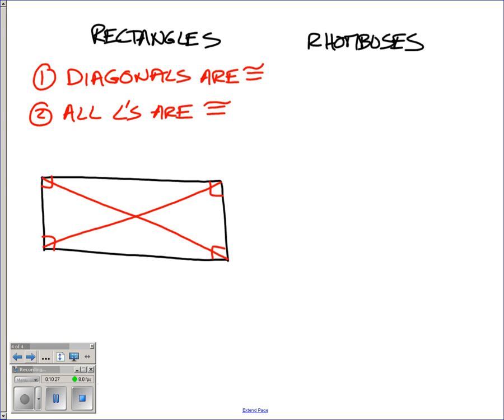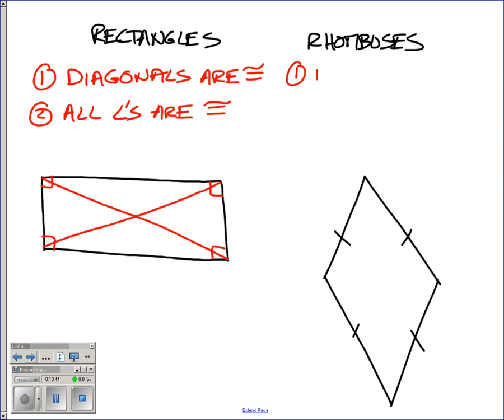Well, let's take a look at a rhombus. A rhombus, let's go ahead and draw one real quick. A rhombus is just a four-sided parallelogram with all of its sides congruent. Again, on this one we said it's an equilateral quadrilateral, because that rhymes, but it's an equilateral parallelogram. All right? All four sides have to be exactly the same length.